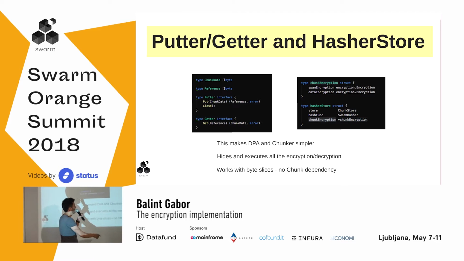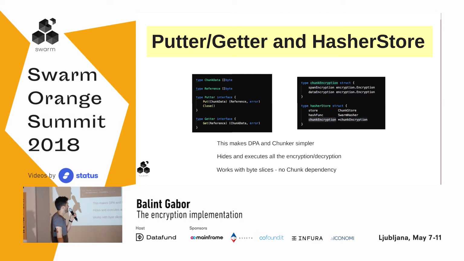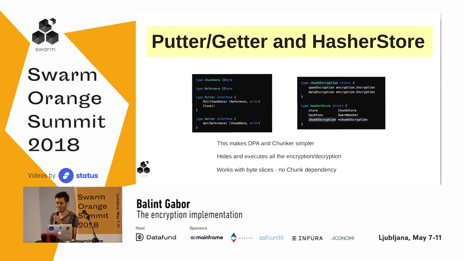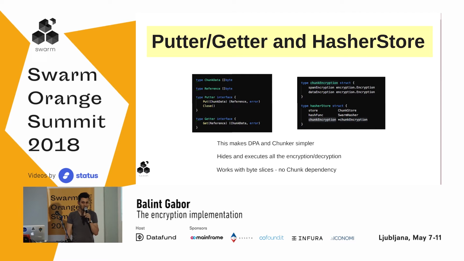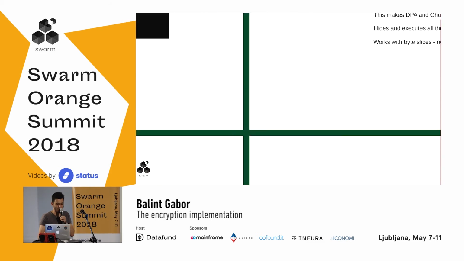I actually made an implementation of this putter and getter called hasher store. This hasher store is a putter and a getter at the same time, and what's awesome is that you can give it an encryption object, which implements the encryption interface I showed you earlier, and then it does the encryption. So you can provide a chunker with a putter which not just puts the chunk, but also encrypts it. This will make the DPA and the chunker way simpler, as I will show you. It hides and executes all the encryption and decryption. So you have different kinds of hasher stores: there are hasher stores which encrypt and decrypt, and there are hasher stores which do not. And as I said, it doesn't depend on chunks.